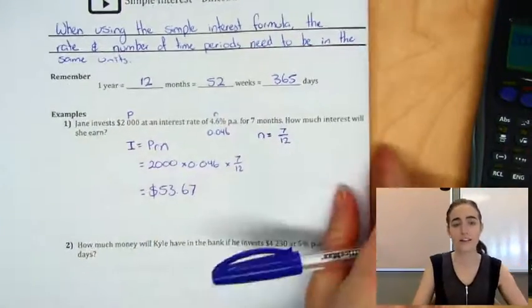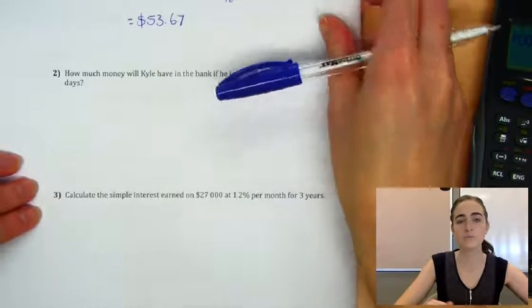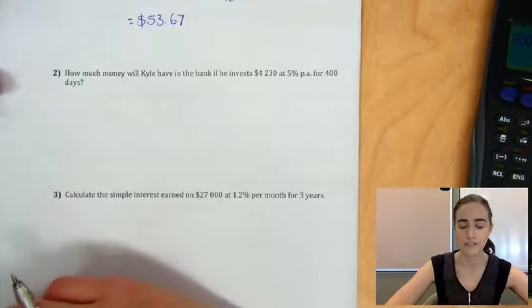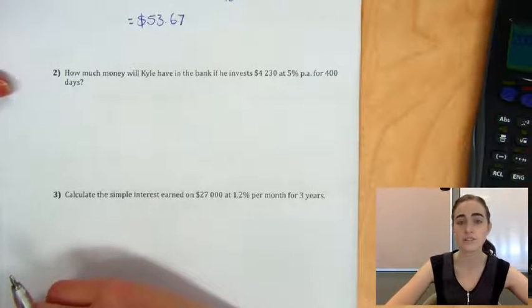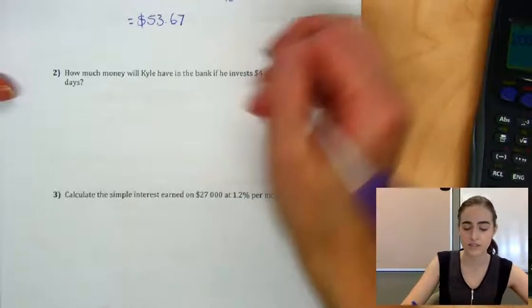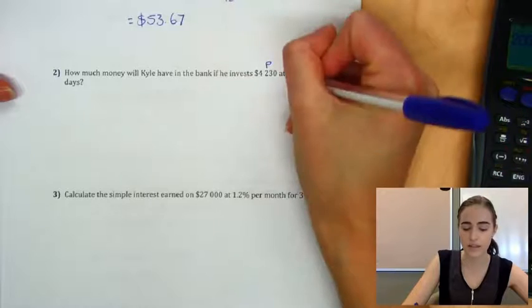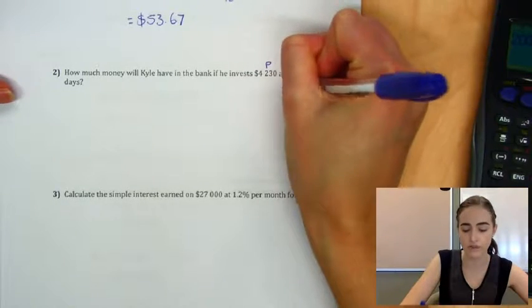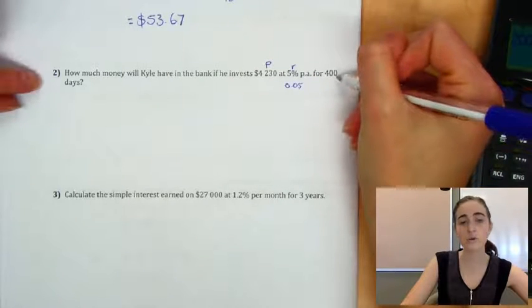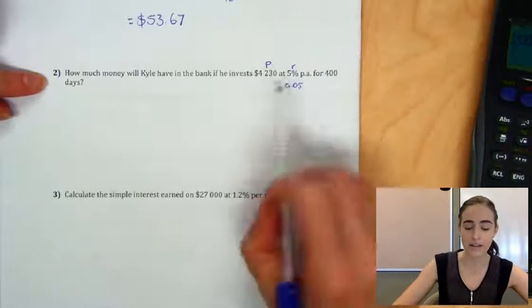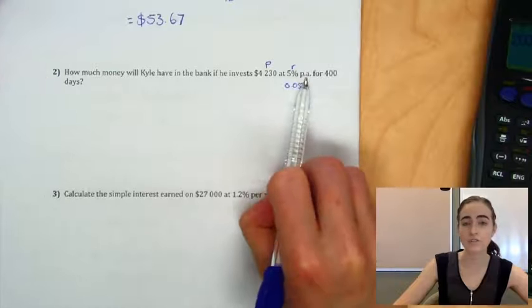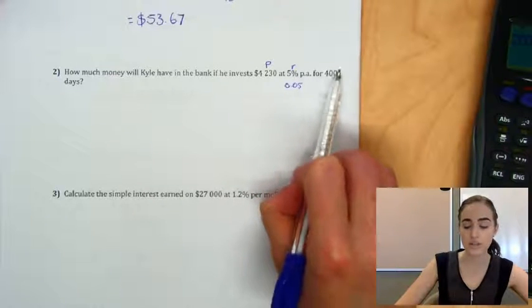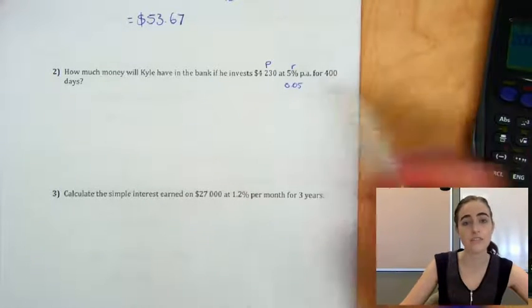Right, let's have a look at our next one. It says, how much money will Kyle have in the bank if he invests $4,230 at 5% per annum for 400 days? So again, this is our principal. Our rate is that 5%, or 0.05. And we've got 400 days. But again, our rate is per annum, so that's in per years. So we need to write this as a fraction of a year.